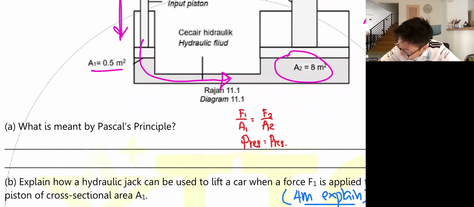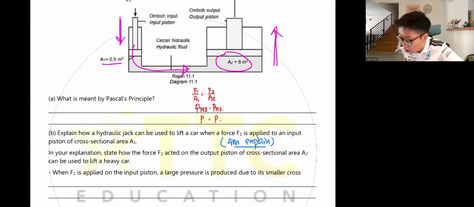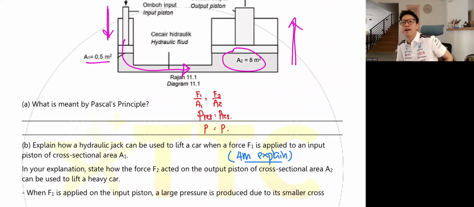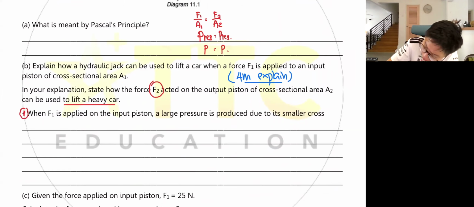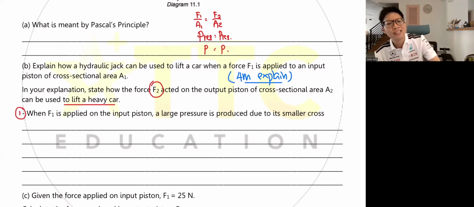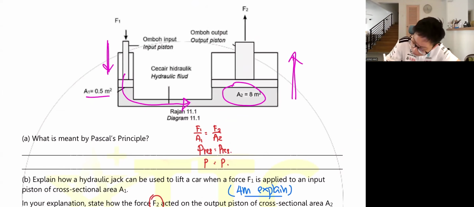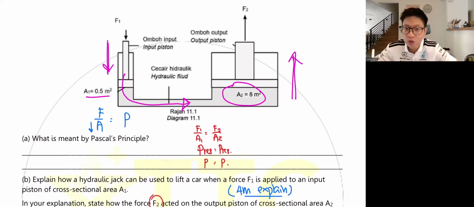Okay, it came from pressure equals pressure. So that's why when we write this thing, now we got a lot of people say force. Okay, so now explain how the force F2 can lift a heavier car. I already give you the first answer. When F1 is applied to the input piston, a large pressure is produced. Because the area here is small, F over A equals P, so we will purposely reduce the area to increase the pressure.